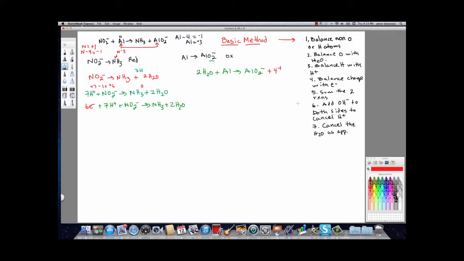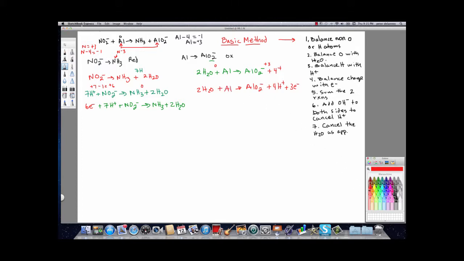Alright, and at this point we're ready for the charge balance, and let's see, on the left side of the equation the net charge is 0. I'll write that down so it's clear. And over here on the right side the net charge is going to be plus 3. Alright, so now we need to make that charge go away, and the way we're going to do it is we're going to add 3 electrons. Alright, and let me just finish with the neutral side.